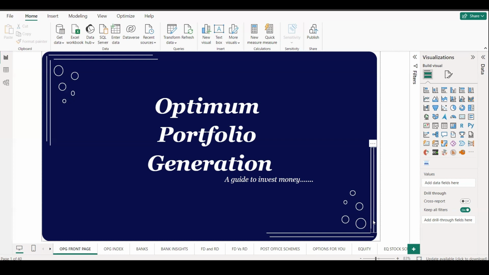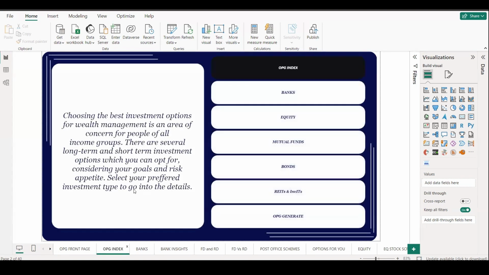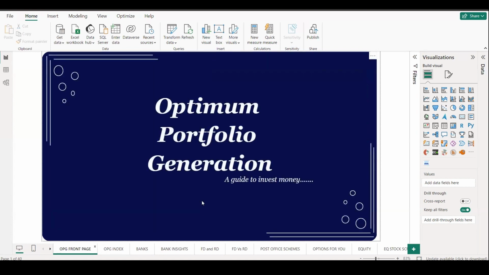So we have done a group project on the topic optimum portfolio generation, and we have divided this into different parts. Firstly, we have different investment options that we are going to explore in order to understand how the optimum portfolio generation page works. So let me first give a brief intro about what optimum portfolio generation is.